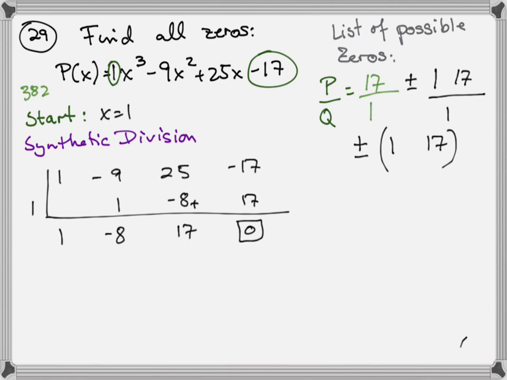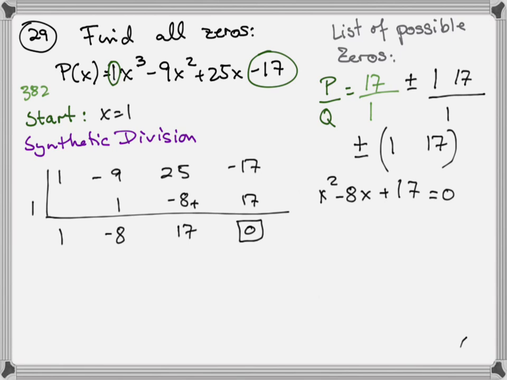Okay, what do we have down here? What is our quotient? X squared minus 8x plus 17. Can I factor that? Guess what? I can't, and I'm sure you can't either. So no, we cannot factor that. Which means, yes, quadratic formula. So you have to remember what's the quadratic formula?